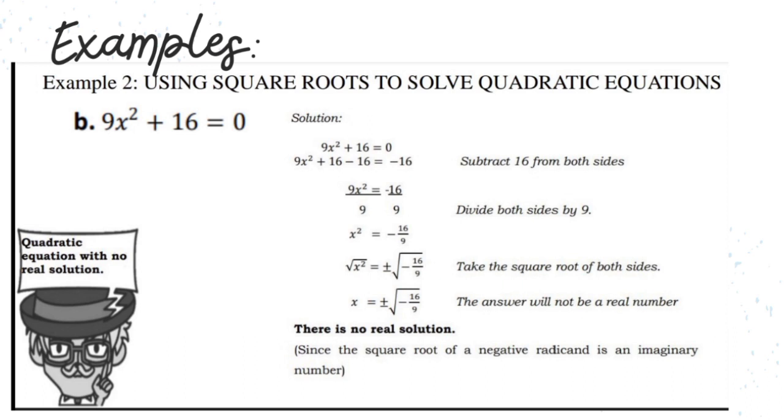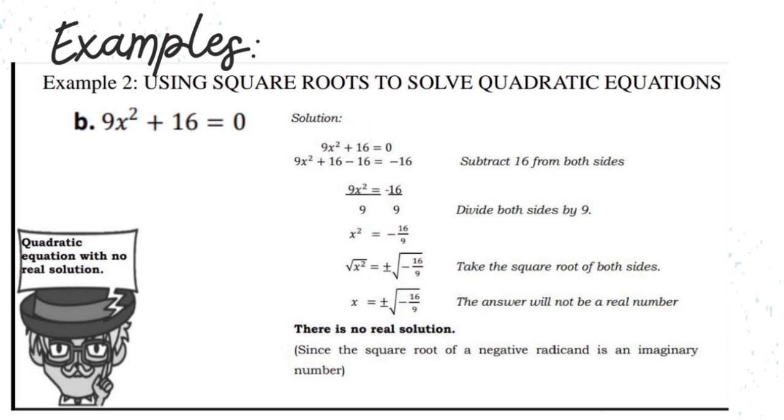For example number 3, the given equation is 9x squared plus 16 equals 0. As you can see, our quadratic term, which is 9x squared, has a companion which is positive 16. So we're going to transpose positive 16 to the other side, so it will result in negative 16.